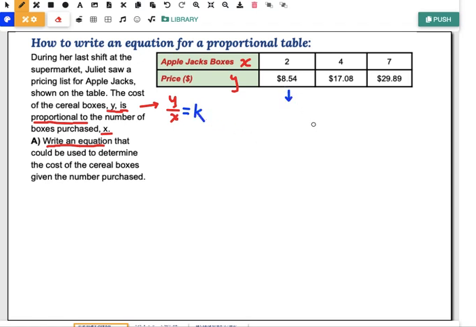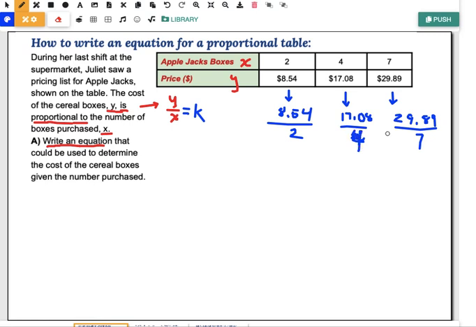If we look at each column and you write Y over X, what you're going to end up with is 854 over 2. You're going to end up with 1708 over 4, and you're going to end up with 2989 over 7. I'm sorry, this should have been 4 over here. So apologies on my end.